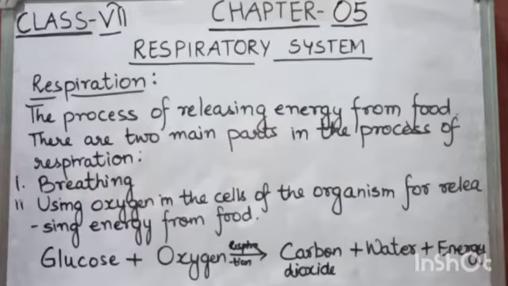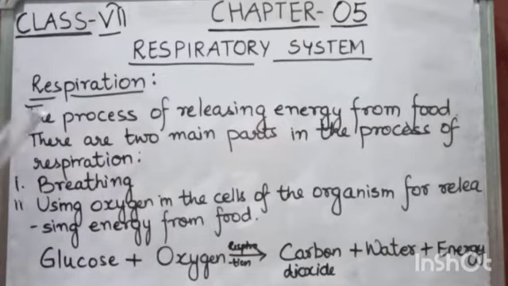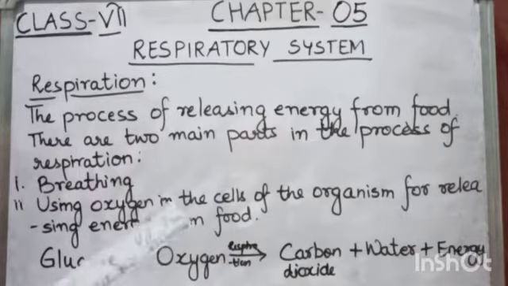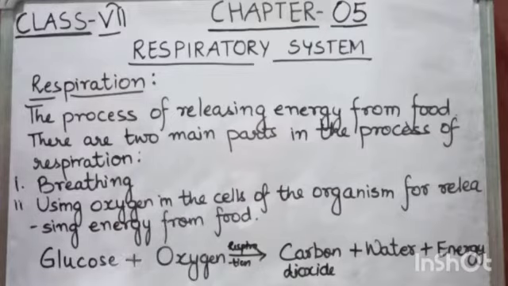Okay? Now students, let's start a new chapter, chapter 5, Respiratory System. In this chapter, you're going to learn about the respiration process and what are the types of respiration, then the respiratory system in human beings, then functions of each part of the respiratory system, working of the respiratory system, mechanism of breathing, and the difference between breathing and respiration. Okay, so let's start with respiration first.